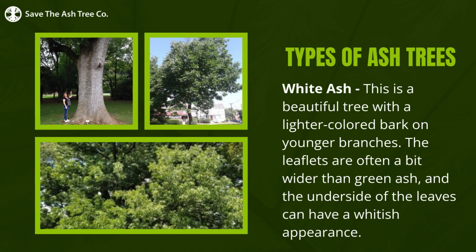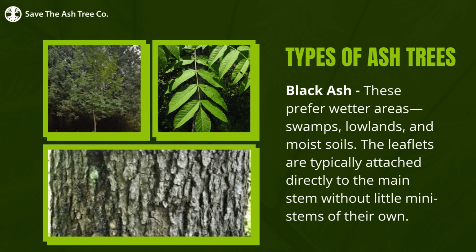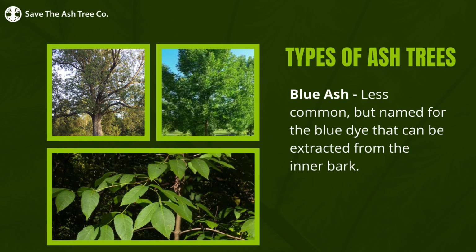White ash. This is a beautiful tree with a lighter colored bark on younger branches. The leaflets are often a bit wider than green ash, and the underside of the leaves can have a whitish appearance. Black ash. These prefer wetter areas, swamps, lowlands, and moist soils. The leaflets are typically attached directly to the main stem without little mini stems of their own. Blue ash, less common, but named for the blue dye that can be extracted from the inner bark. How cool is that?